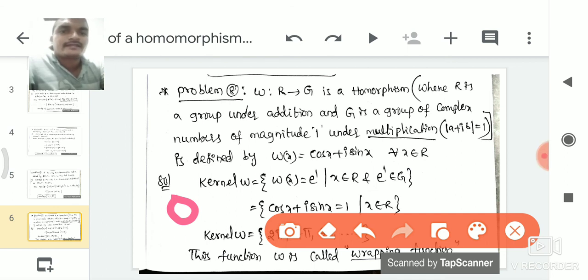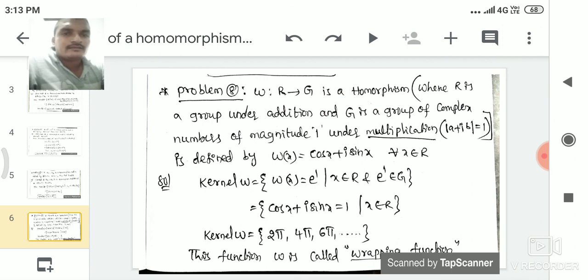That's why the kernel of W is equal to {0, 2 pi, 4 pi, 6 pi, ...}. This is the kernel. Okay. Here W is a function mapping from R to G. This function W is called the wrapping function.